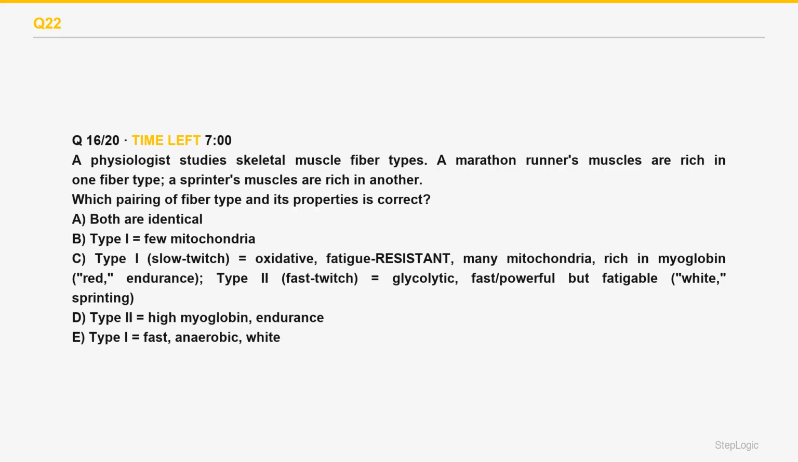Type 1: slow, oxidative, fatigue resistant, red, endurance. Type 2: fast, glycolytic, fatigable, white, sprint.